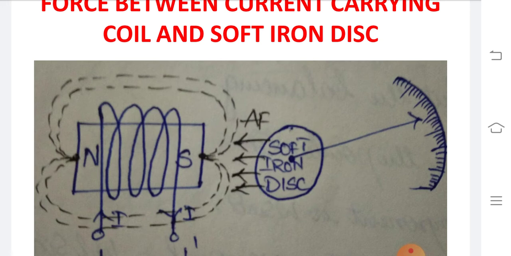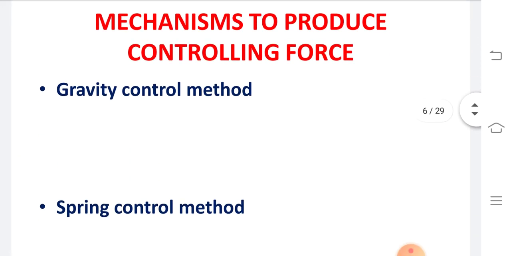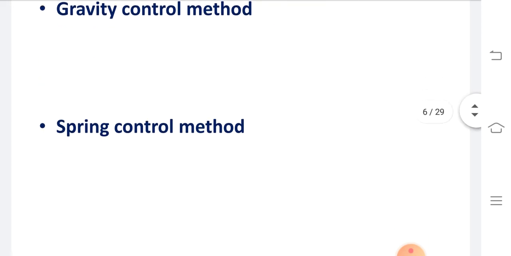So with this I have demonstrated the different types of mechanisms that are available to produce deflecting force. Now I shall proceed with the different mechanisms that are available to produce the next force, that is controlling force. There are only two mechanisms. One is the gravity control method and the other is the spring control method. We shall see both of them in detail.